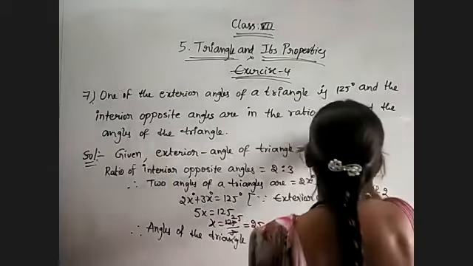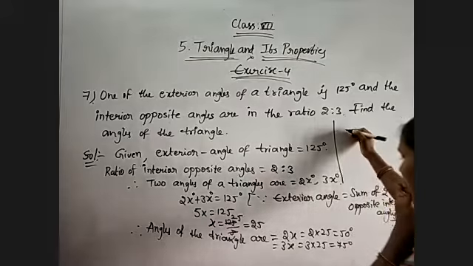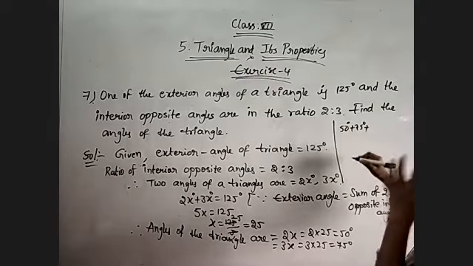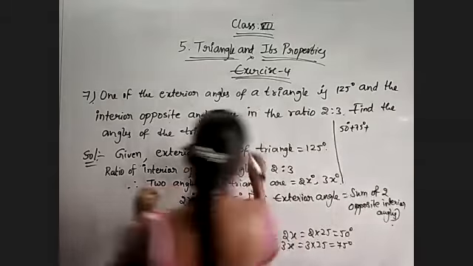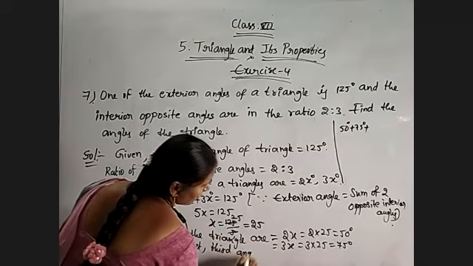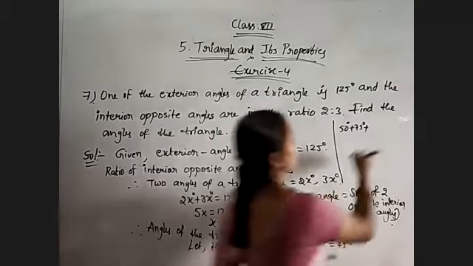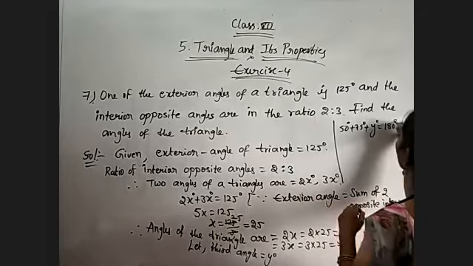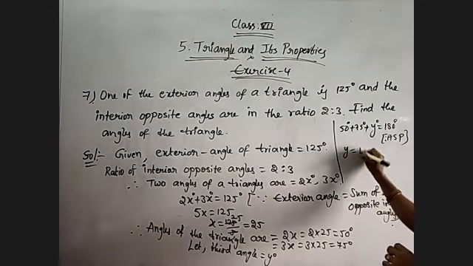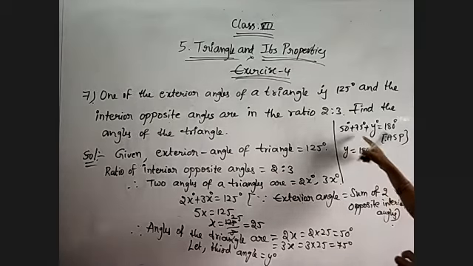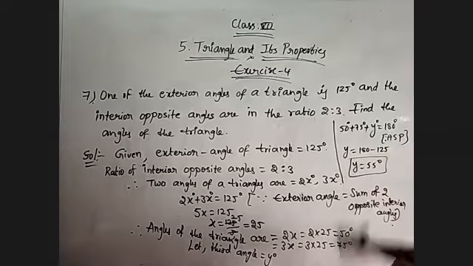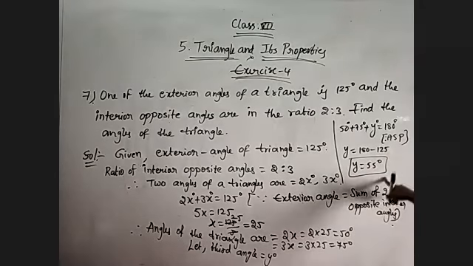So here the third angle is, by angle sum property, 50 degrees plus 75 degrees plus the third angle. Let the third angle be y degrees. So y degrees is equal to 180 degrees by using the angle sum property of a triangle. So then y is equal to 180 minus 125 degrees, which is equal to 55 degrees. So the three angles of the triangle are 50 degrees, 75 degrees and 55 degrees.